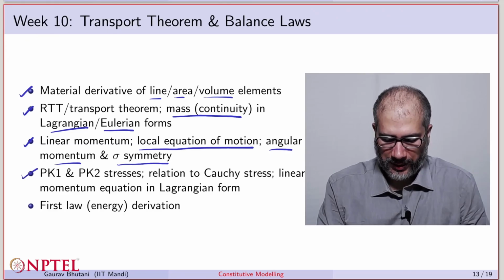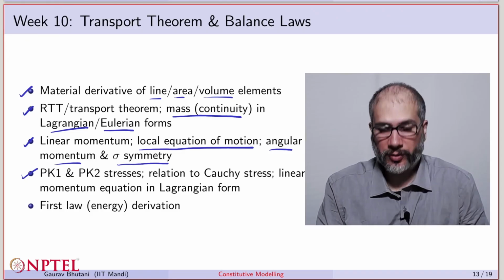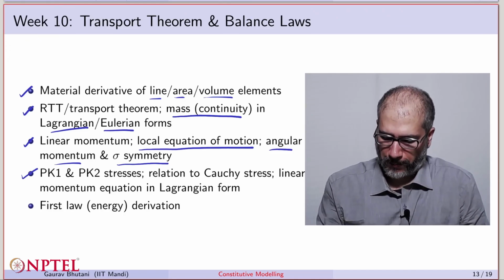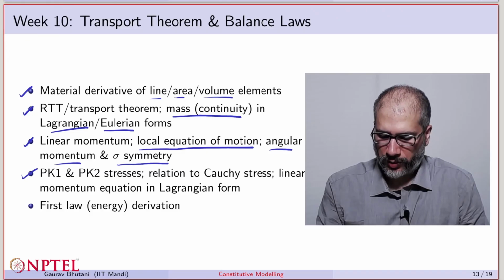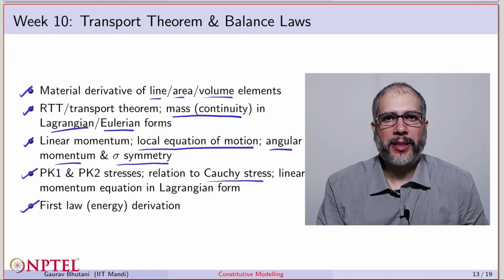At this stage, the local equations of motion were derived in the Eulerian form, and to be able to write them in the Lagrangian form, we defined two new stress tensors, that is the Piola-Kirchhoff 1 and the symmetric Piola-Kirchhoff, that is Piola-Kirchhoff 2 stress tensor. So these are the stresses which helped us write the equation of motion in a Lagrangian form. We showed how these are related to the Cauchy stress tensor. And finally, towards the end of the week, we derived the first law of thermodynamics, or the energy equation.